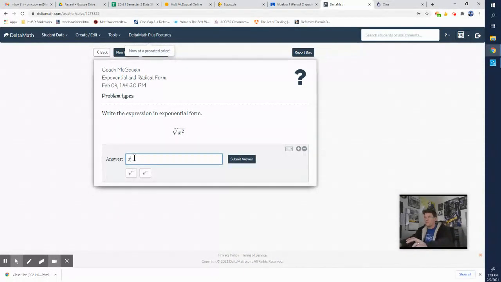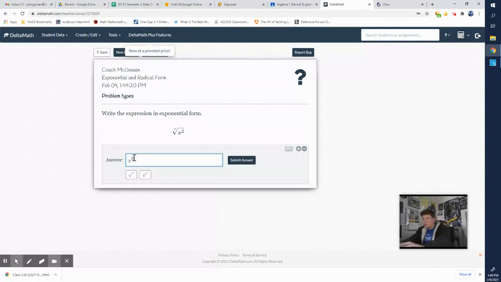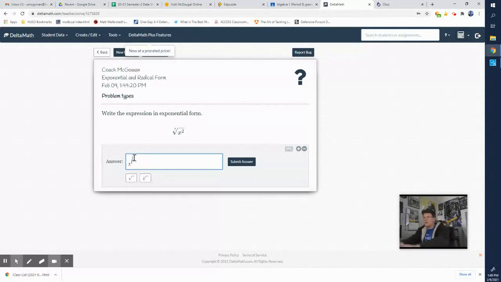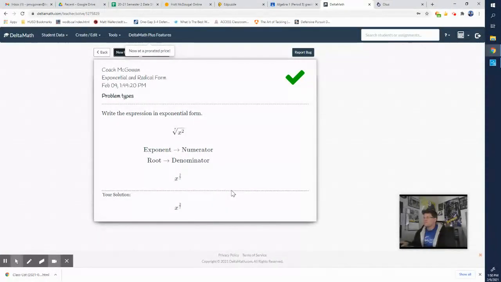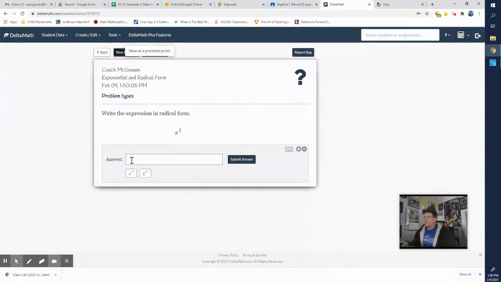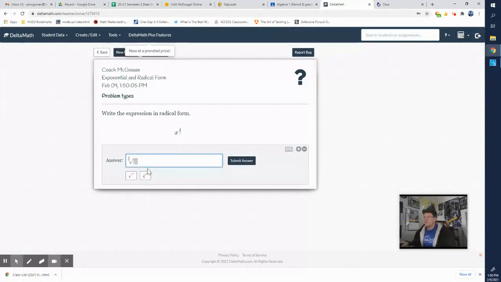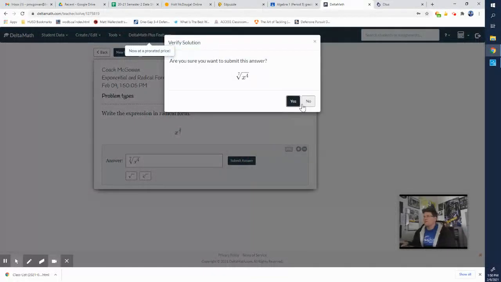to 2 divided by 7. Numerator is my exponent. Denominator is my root. Piece of cake. You have a few of these problems to jam through, guys. Get through them. Let me know if you have any questions about them. But once you get the hang of it, you'll be able to fly through this stuff.